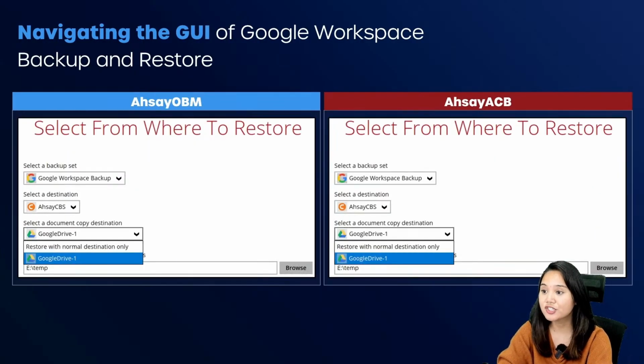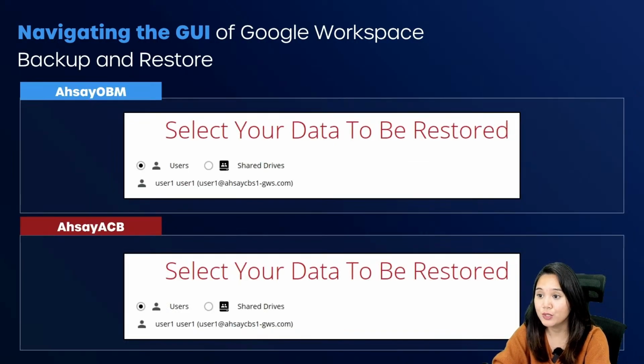So an additional setting needs to be configured. Users must select a document copy destination, whether to restore the Google Workspace documents from the normal destination or from the Google Drive for an exact copy of your documents. So to proceed, users would have to select what data to restore.